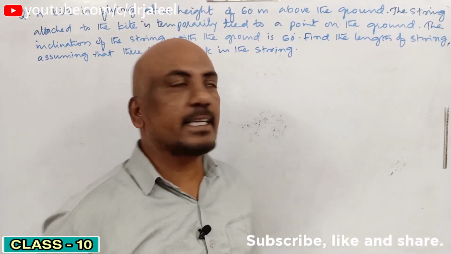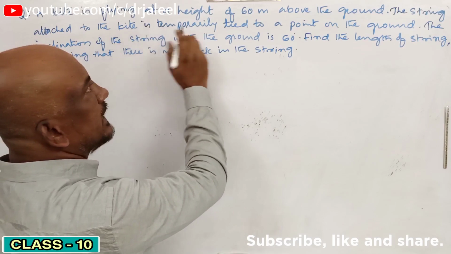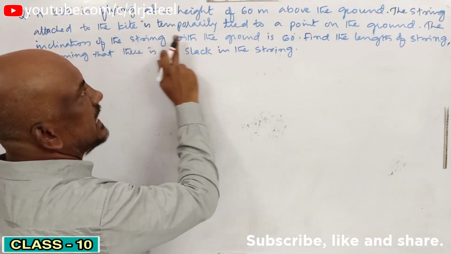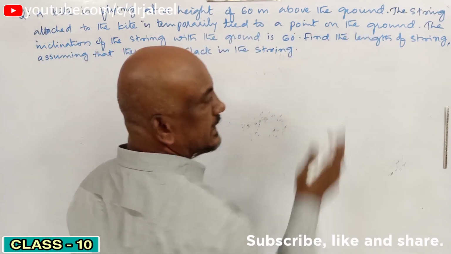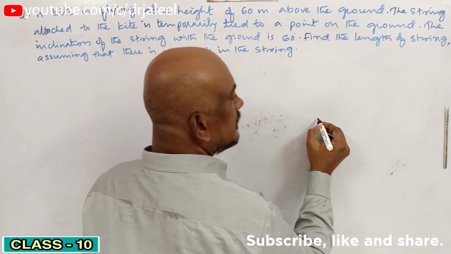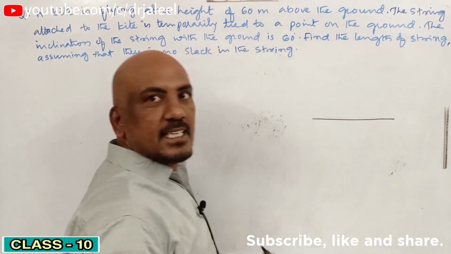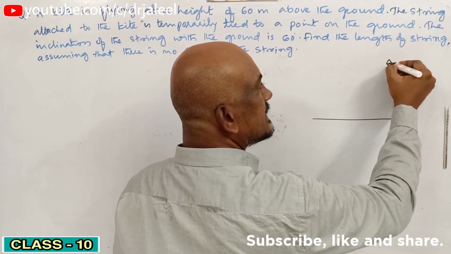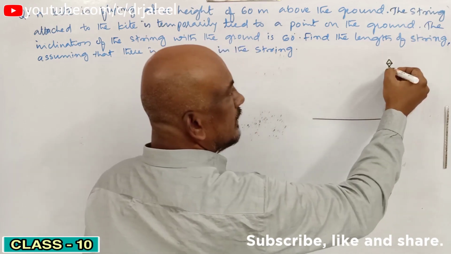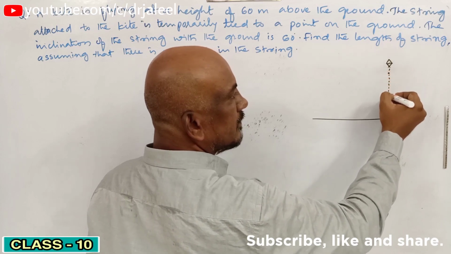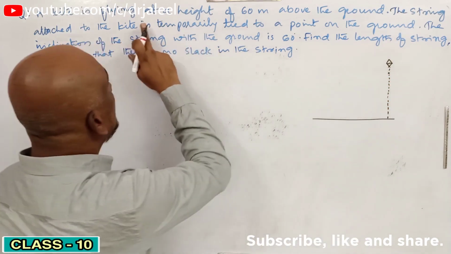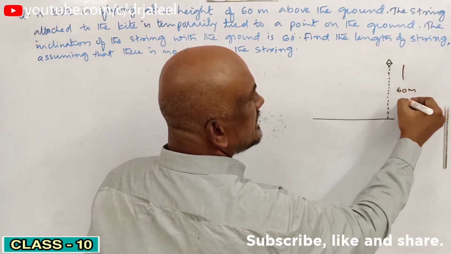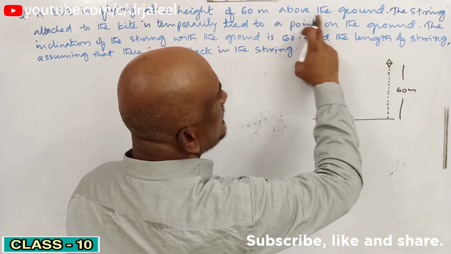Children, once again let us read the question. A kite is flying at a height of 60 meters above the ground. The string attached to the kite is temporarily tied to a point on the ground. Let us draw. This is the ground and there is a kite flying here. Let us say this is the kite. This is the height of the kite. What is this height? 60 meters above the ground.